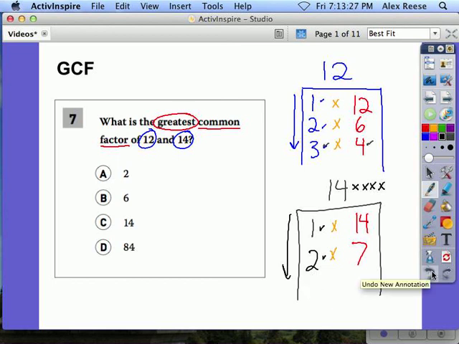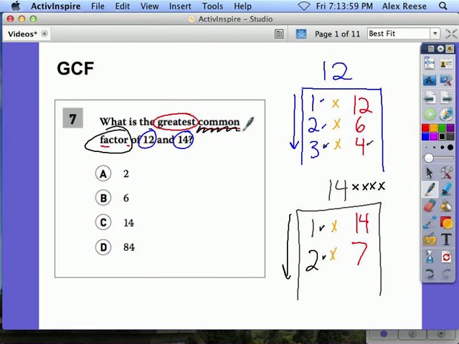And then I try my 7s. 7, 14. And I hit 14, so I would do 7 times 2. But I notice that I have 2 times 7 and 7 times 2. Since I have a double, I know that I can erase this one at the bottom. No need to list it twice. And I have all of my factors. Now I have the factors here, but I need to find the common factors.